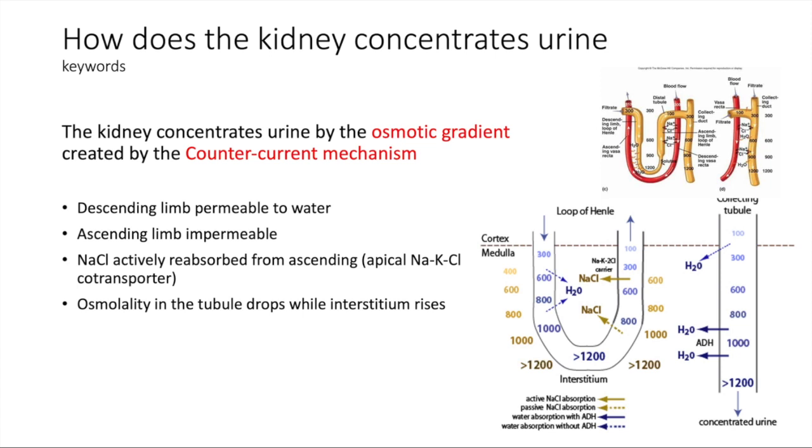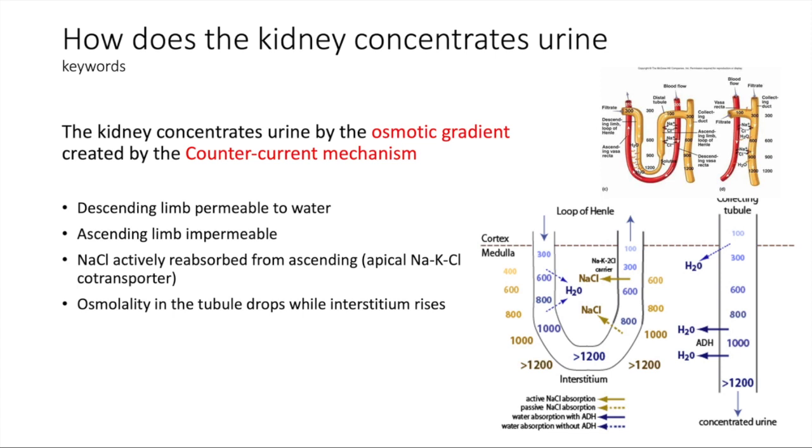The efficiency of the osmotic gradient is maximized by the help of the vasa recta, which runs in the opposite direction against the filtrate, which carries away the sodium chloride reabsorbed from the ascending limb to maintain a steep concentration gradient. But it is unnecessary to draw the vasa recta, which might be too complicated.